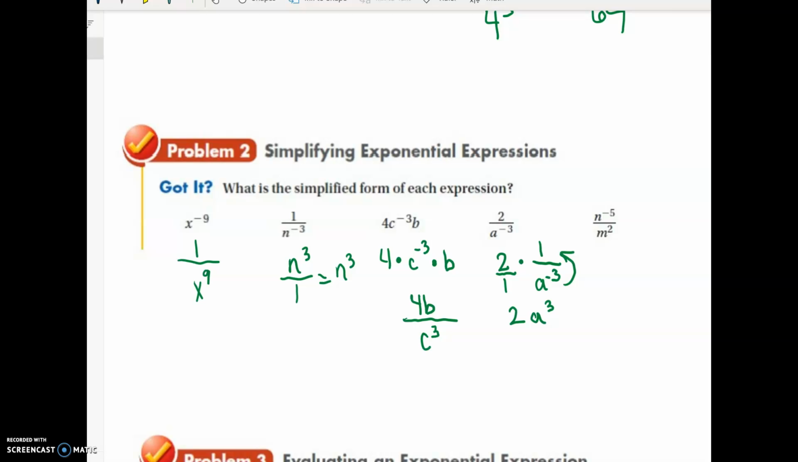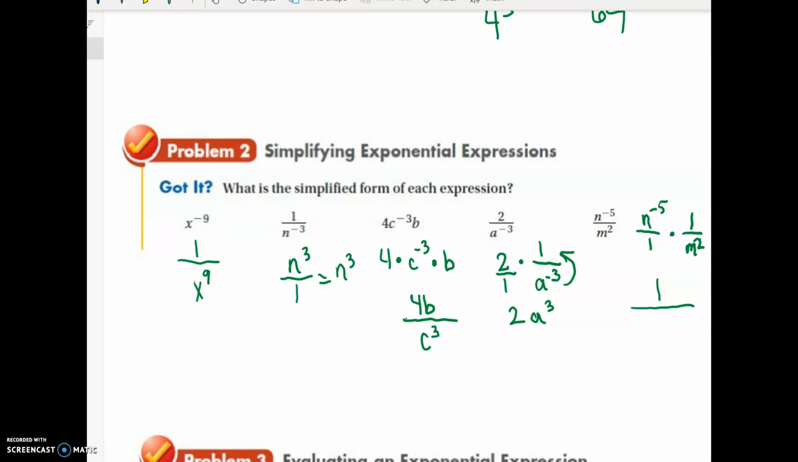The last one here, again, think of this as 2 pieces. You have n to the negative fifth, think of that as over 1, times 1 over m squared. That's another way to write this problem, splitting it apart into its pieces. So I know I'm going to need to flip the n to the negative fifth to the bottom, but there's still a 1 there in the top.